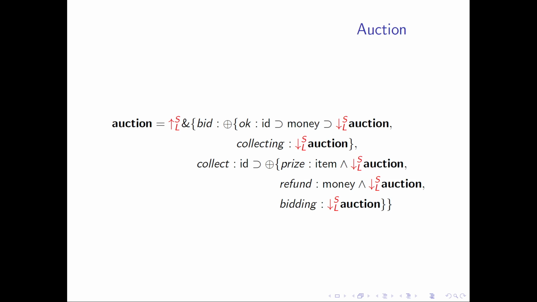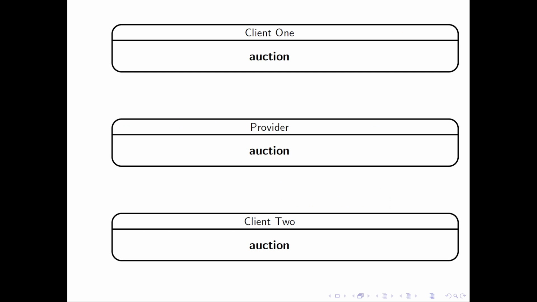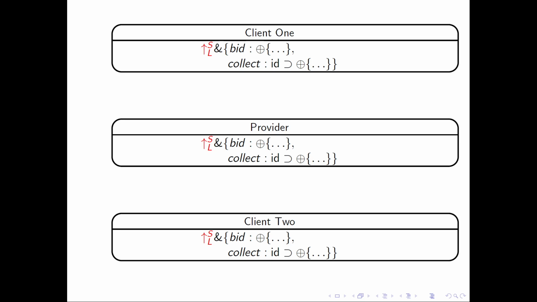The unique provider will serve as the auctioneer, and the clients will be the participants of a series of auctions. Now let's walk through a fragment of the protocol. So I'm going to present a scenario with one provider and two clients. And if we expand out the types, we get an up arrow.